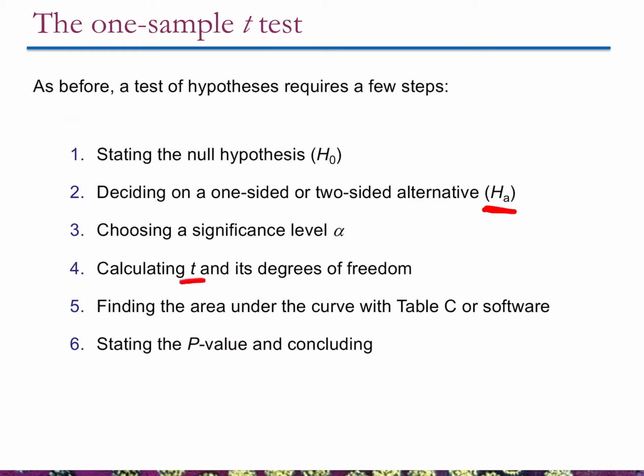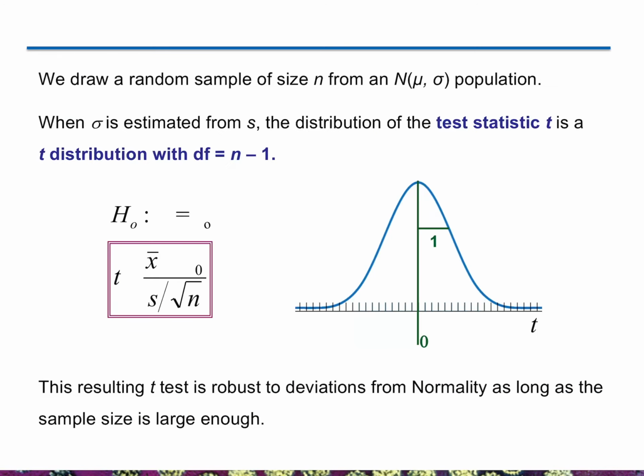We're going to calculate our test statistic, t, and its degrees of freedom. We find the area under the curve with table C, or we can use software, okay? And then we state the p-value and we conclude. So this is a very objective step-by-step process. This is exactly what we would have done with a z-score in a situation where we knew the population standard deviation. Now we're just modifying it slightly under the assumption we don't know the population standard deviation, and that's why we're now using the t-distribution and calculating a test statistic for a t-test.